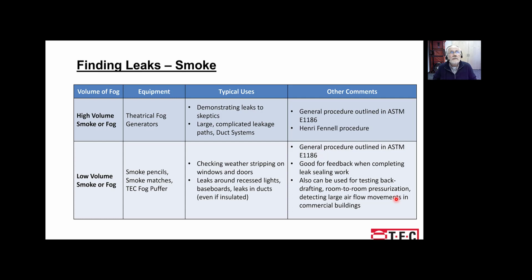So we're now going to talk about smoke and fog, and we're going to start out talking with more high volume fog or smoke generators, particularly theatrical fog generators. One thing that this is really pretty useful for is demonstrating leaks to architects and builders who, when you tell them that their building is leaky and you tell them it has 6,000 CFM 50, they don't know what that means. But when they see the leak pouring out of the cracks or pouring out of the windows or wherever, it sort of convinces them that this is really something that shouldn't be.